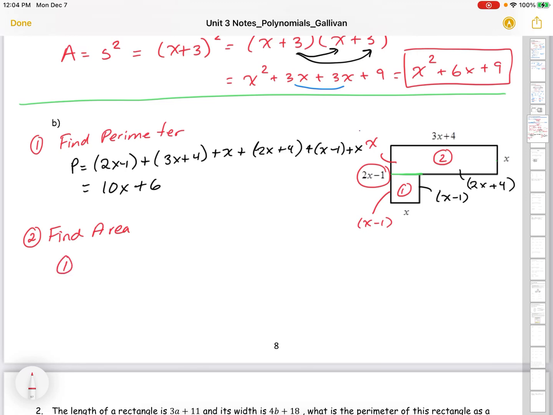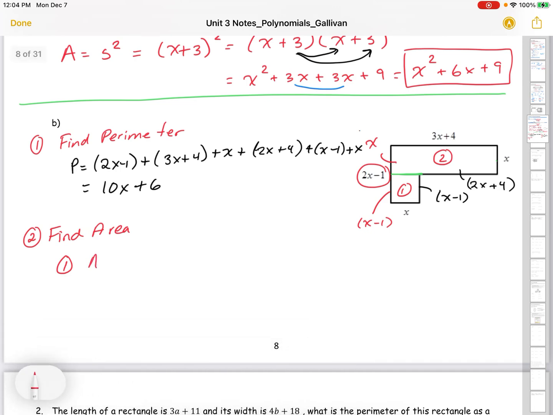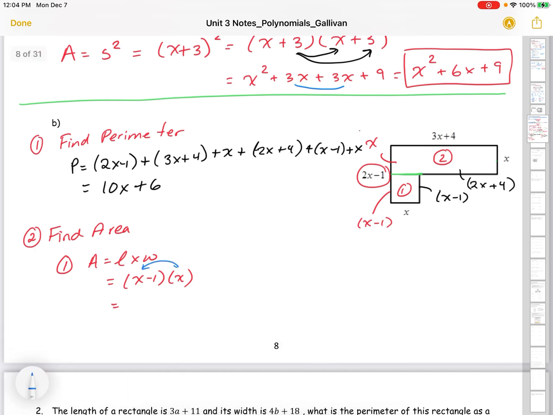For block 1, it's going to be length times width, which is equal to x minus 1 times x. So I distribute, and I'll get x squared minus x for that one block. Now I have to do the other block, and I'm going to add them.